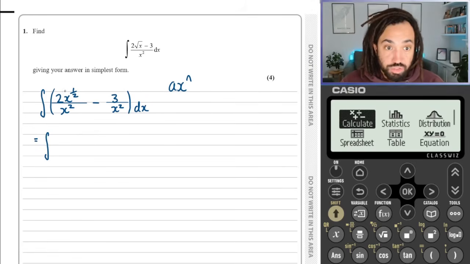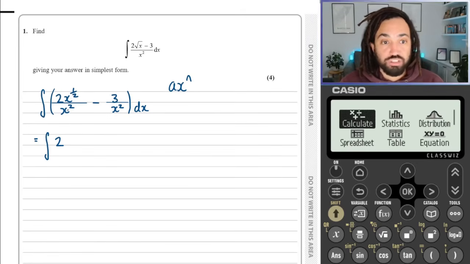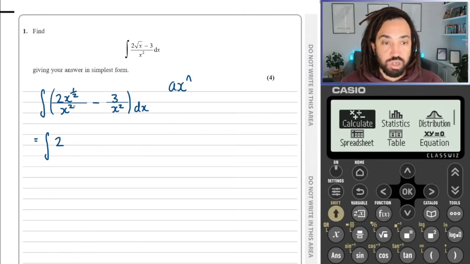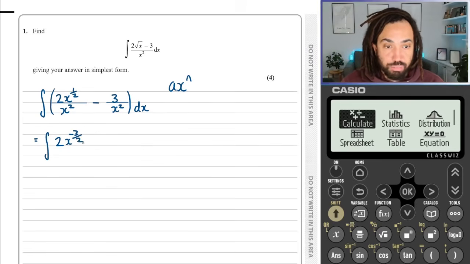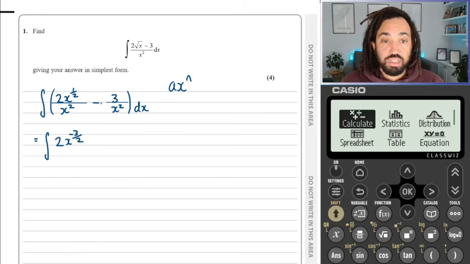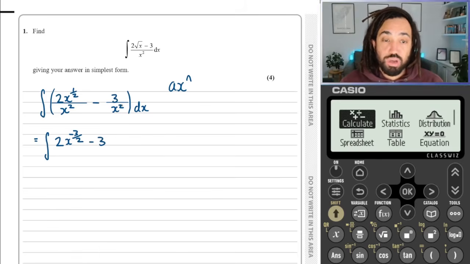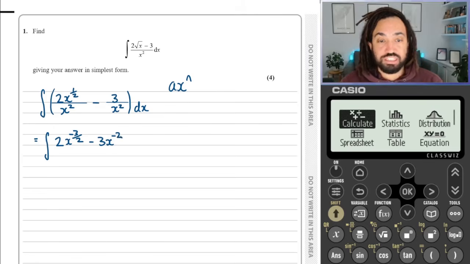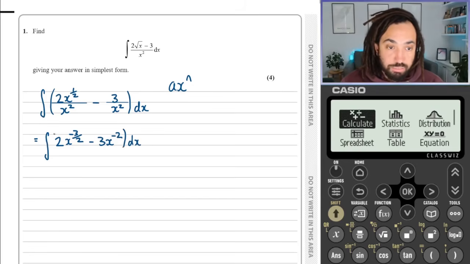Okay, so let's carry on. So what we've got here is we've got 2 on the numerator, so we've got 2, and then we have x to the half divided by x squared. So when we divide x's, we subtract the powers, so a half minus 2 is x to the minus 3 over 2, or minus 1.5. And then here we've just got minus 3 on the numerator, and then we've got x squared, but that's on the denominator, so we can represent that by x to the minus 2. So the negative power means that whatever the x is on the denominator. Okay, great. Now we're going to integrate that with respect to x.